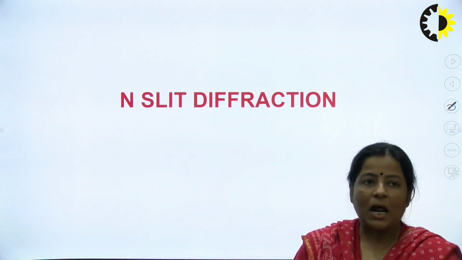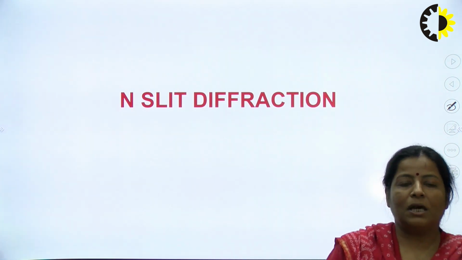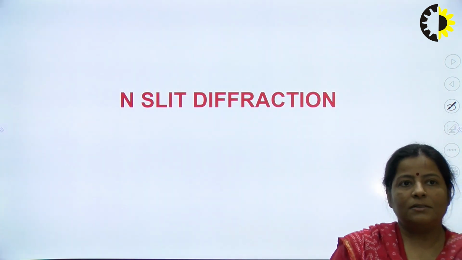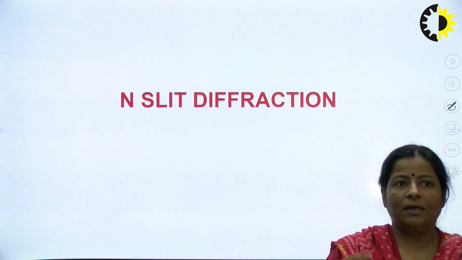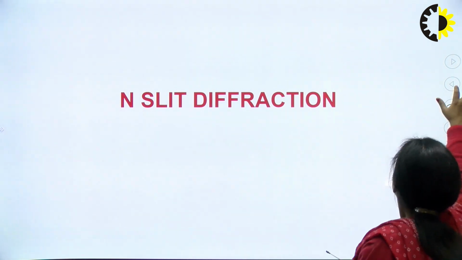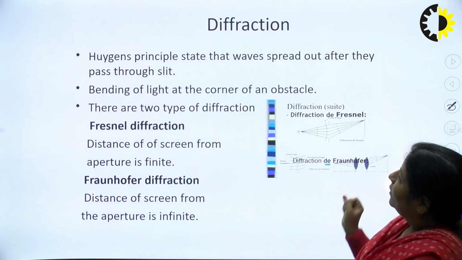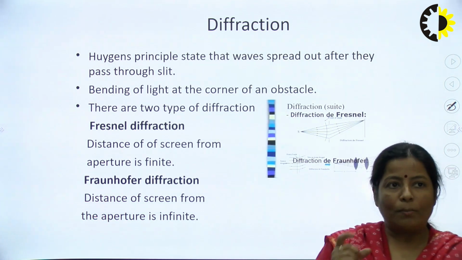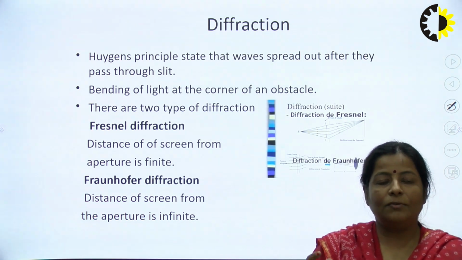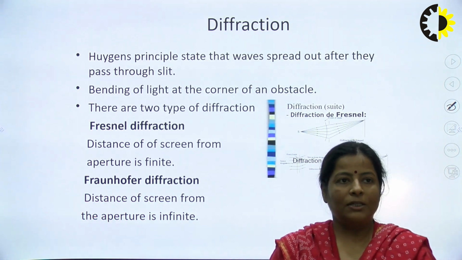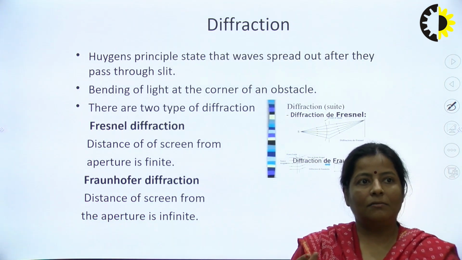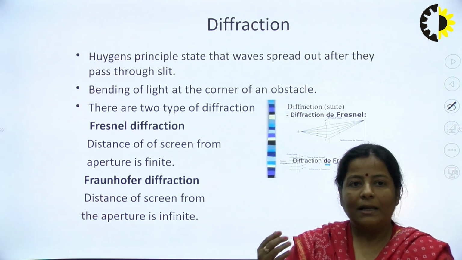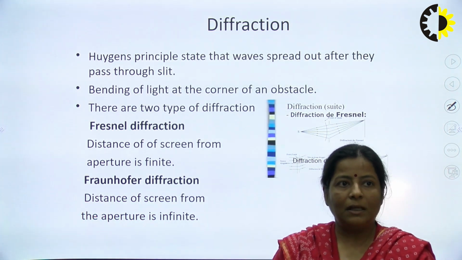Alright, so to start with this n-slit diffraction, I would like to first discuss very briefly what diffraction is. As you know, the very common definition of diffraction is that by diffraction of light, we mean that there is a bending of light. Light is bending around some obstacle, and that is called diffraction.